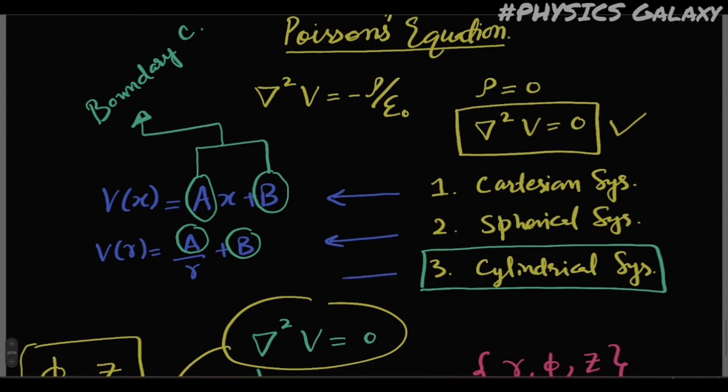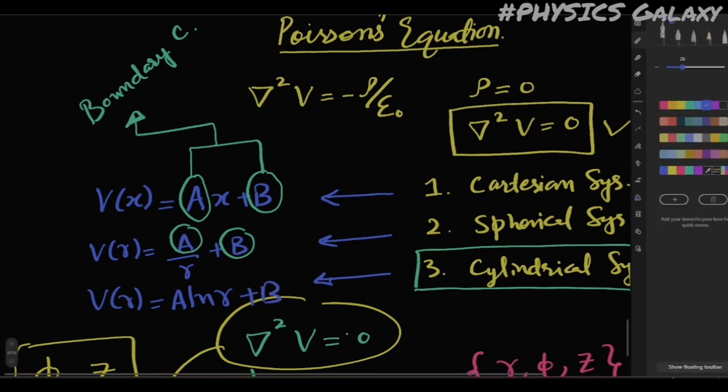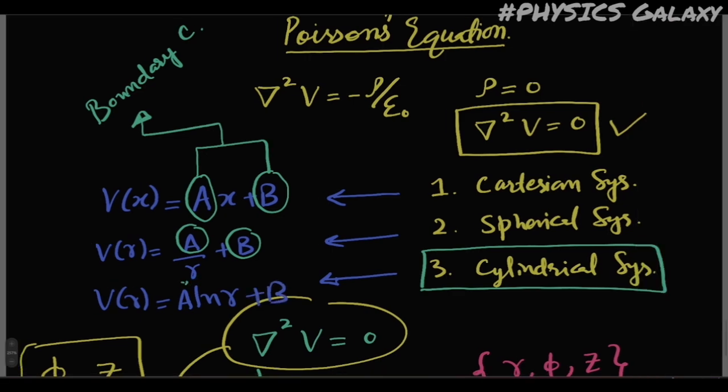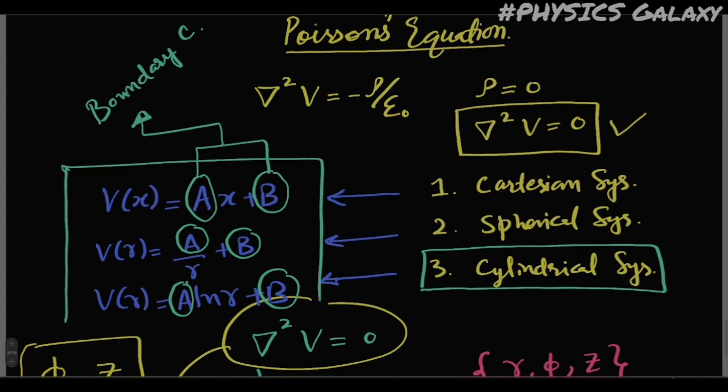So V for a cylindrical system is simply A ln of R plus B. Again, A and B are constants whose value will depend on the boundary condition that we'll use in our examples. So these are the three solutions, and remember, in all these three solutions we have assumed some symmetry.